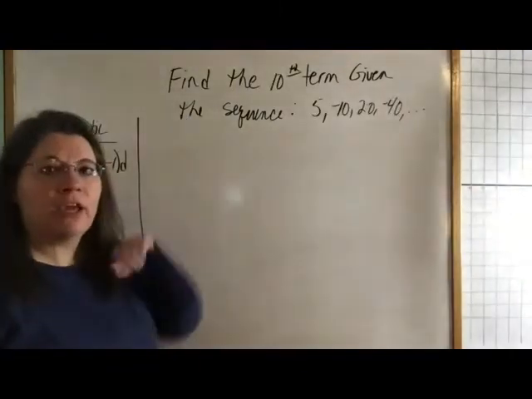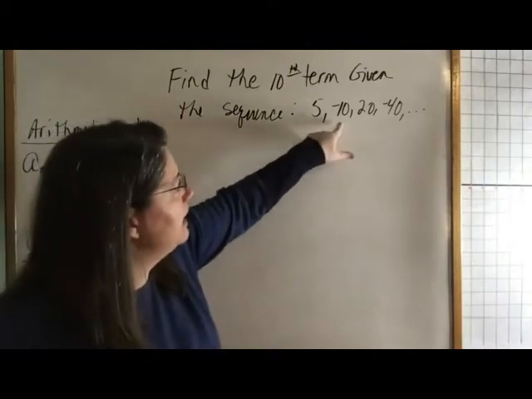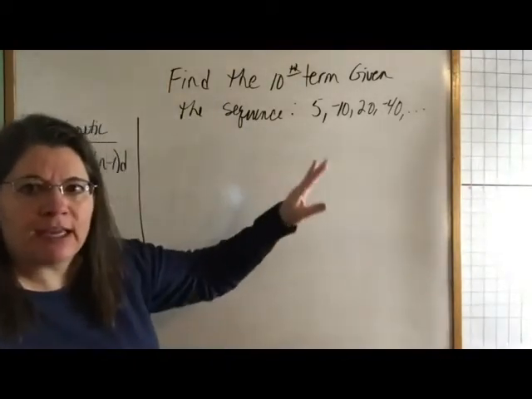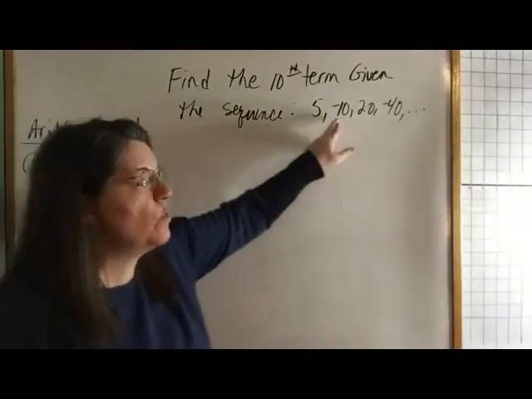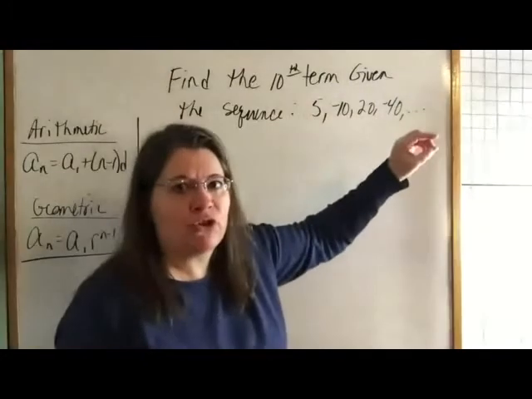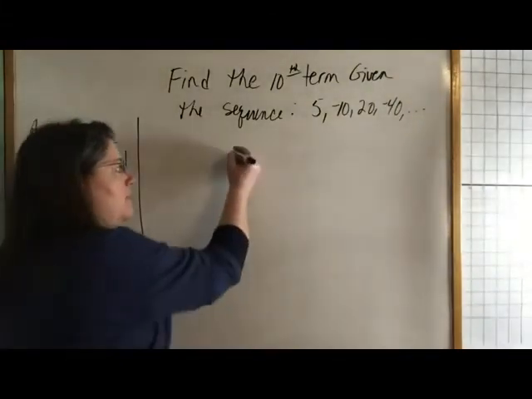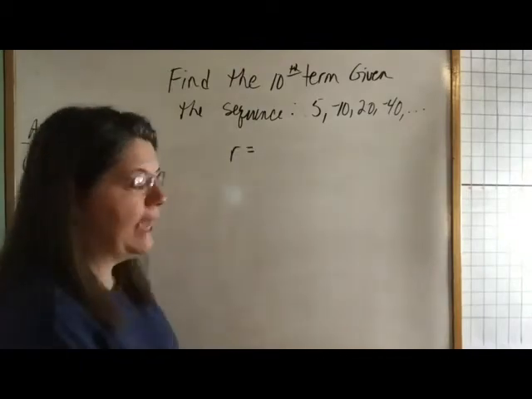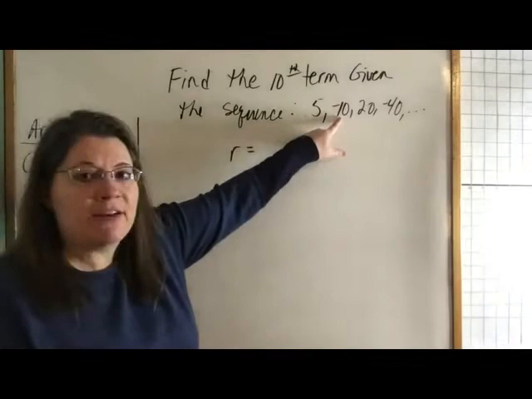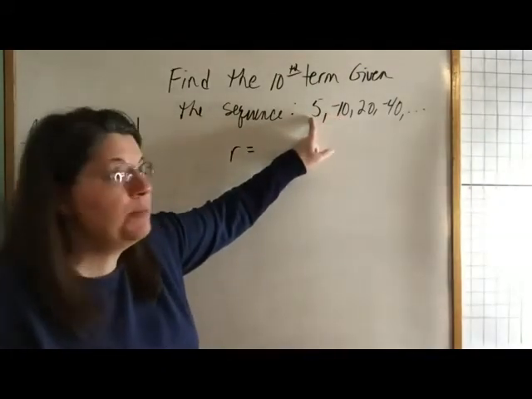In the next example, they ask us to find the 10th term given the sequence 5, negative 10, 20, negative 40. Right off the bat, I notice every other term is negative. So that tells me that it's not going to be arithmetic. There's no way for an arithmetic sequence to have every other term negative. So I know it's going to be geometric, so I need to figure out what r is. Remember, anytime you're trying to find r given a sequence, you take a term and divide it by the term in front of it. So negative 10 divided by 5 would be negative 2.